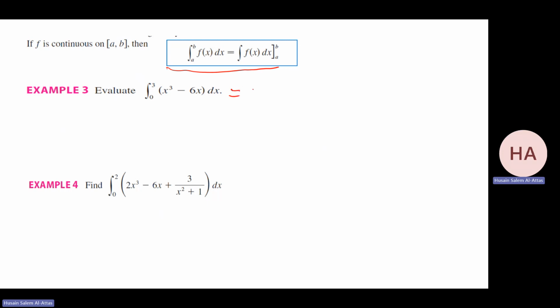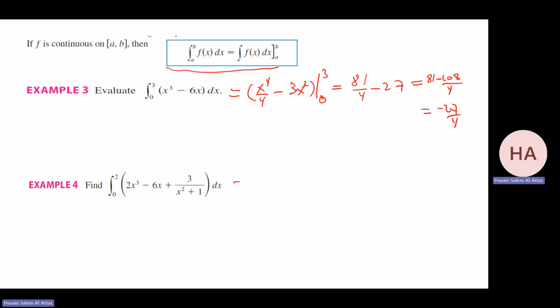So this is x to the power 4 over 4 minus 6x squared over 2 minus 3x squared. Let me do it quickly, from 0 to 3. That will be 3 to the power 4, which is 81 over 4 minus 27. And that will give me 81 minus 108 over 4, and that minus 27 over 4.